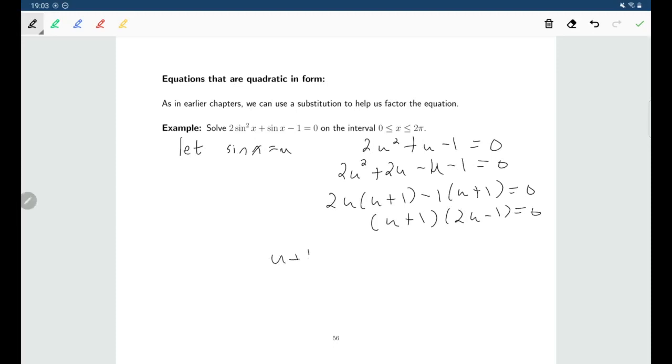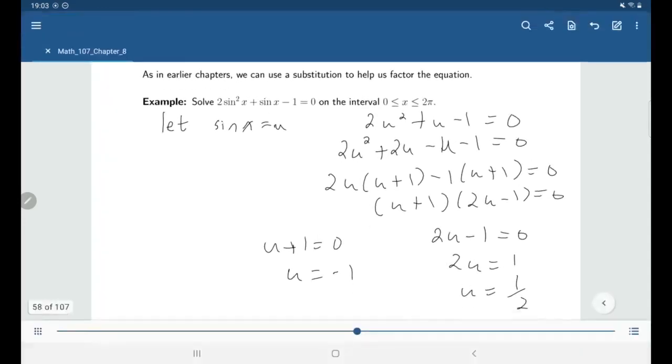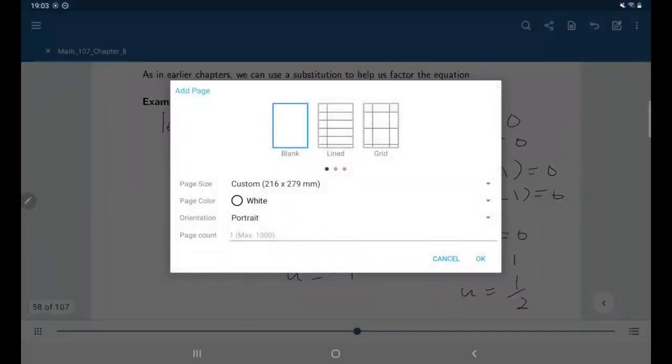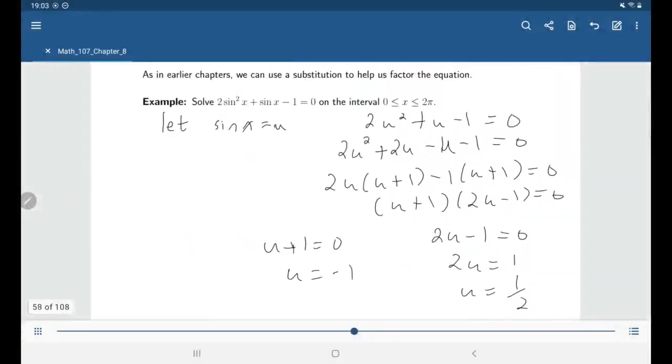So u plus 1 is 0, and 2u minus 1 is equal to 0. So you have two values for u. u is negative 1, or u is 1/2. Now, the one thing that we can't forget here is, remember that if you're doing a substitution, you are going to have to go backwards and find out what is the value for the original variable.